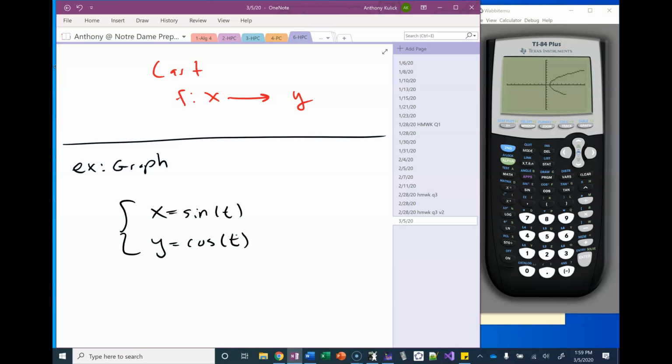So let's say that our function is x equals sine t and y equals cosine t. Does it appear that we're short some information? Yes. So Sam's right. It seems like we're missing that interval for our parameter, right? We don't know what values of t we're graphing over.